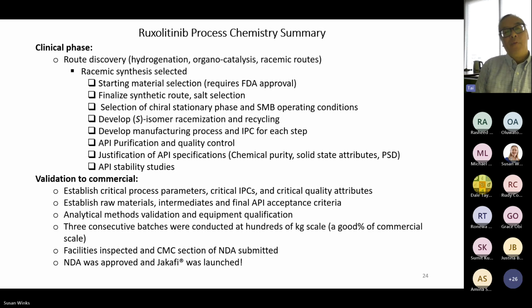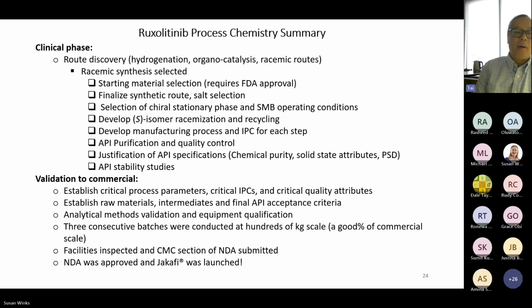And then we move on to the validation campaign. So there are critical process parameters, test quality attributes that we have to establish. We have to have a final validation of the analytical method, equipment qualification, and then we move on to do a validation campaign, which has 3 consecutive batches run under very highly controlled situation at a good percentage of commercial scale.